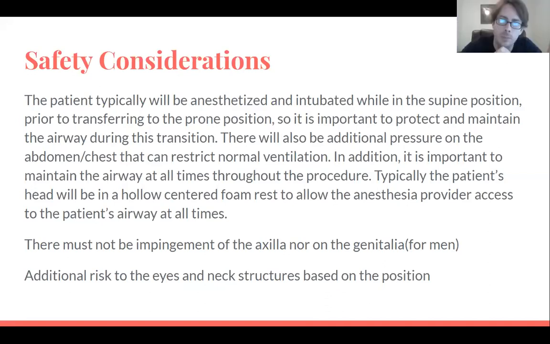Typically, the patient's head will be in a hollow-centered foam rest to allow the anesthesia provider access to the patient's airway at all times. There must never be impingement of the axilla nor on the genitalia, specifically for men. And there is additional risk to the eyes and neck structures based on the position itself.